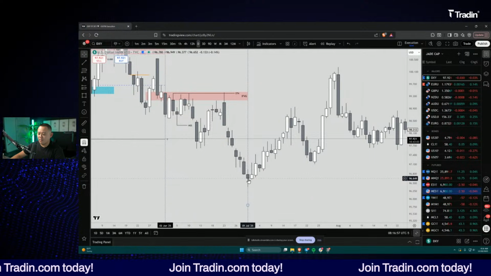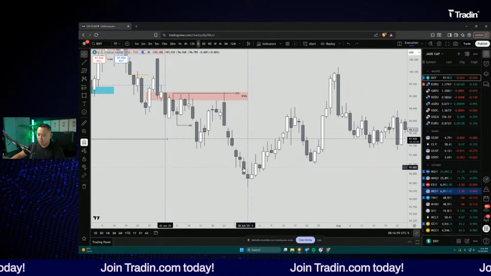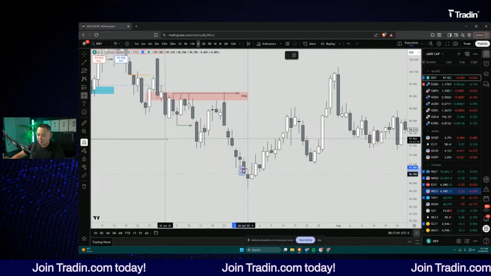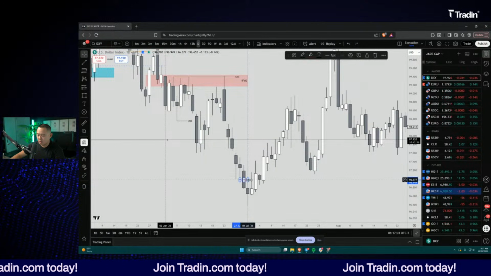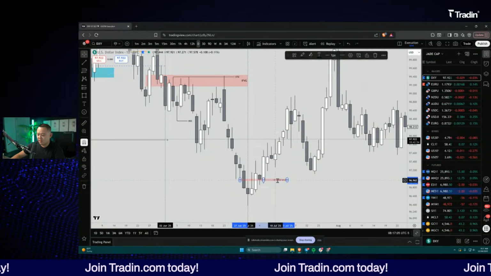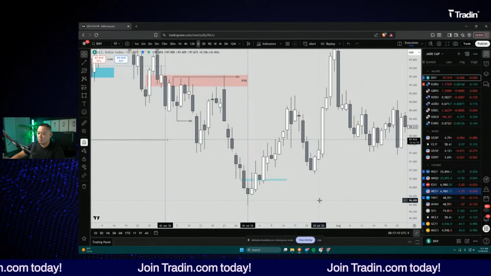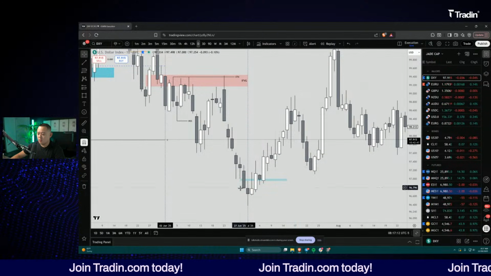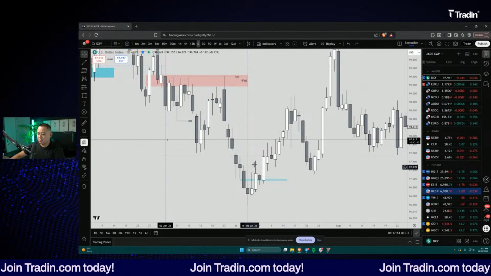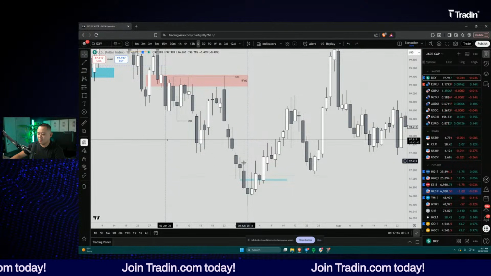All right, so we have a new month coming out. We have a small fair value gap here that gets inverted. We have a bullish inverted fair value gap. All right, but again, you're trying to pick an internal range liquidity target. It's much more difficult to do.